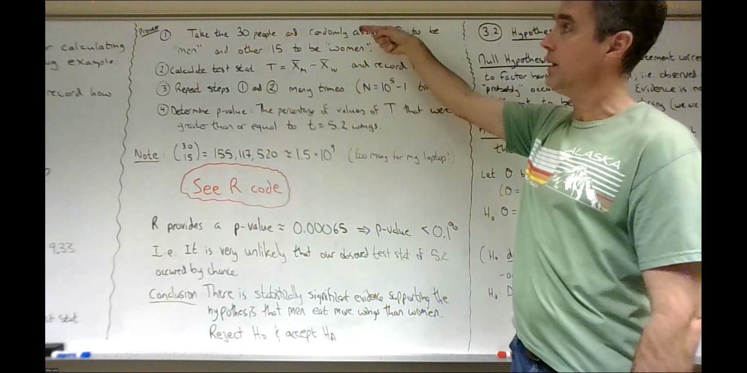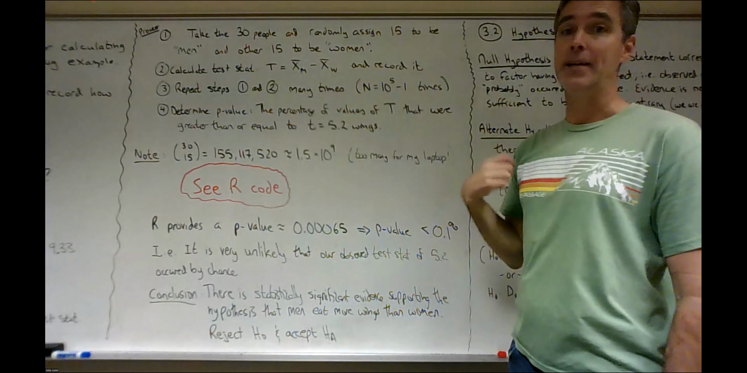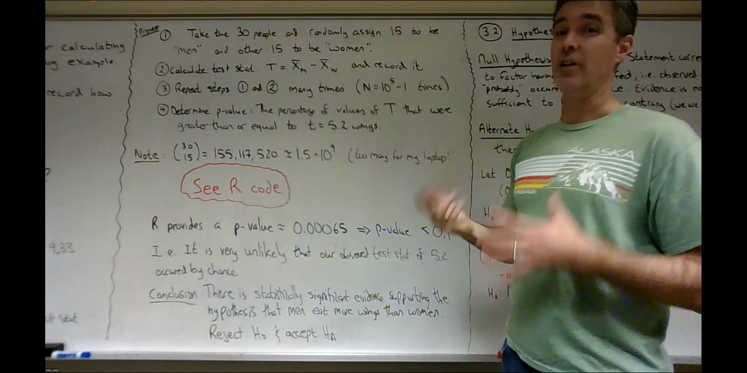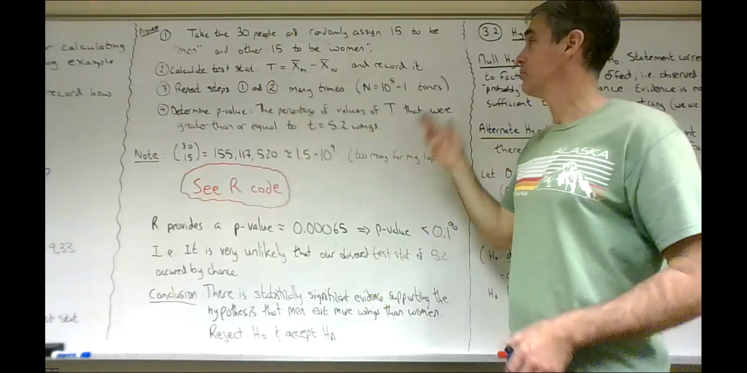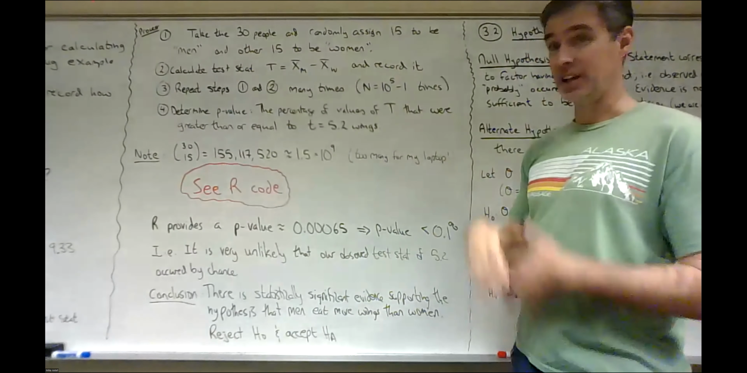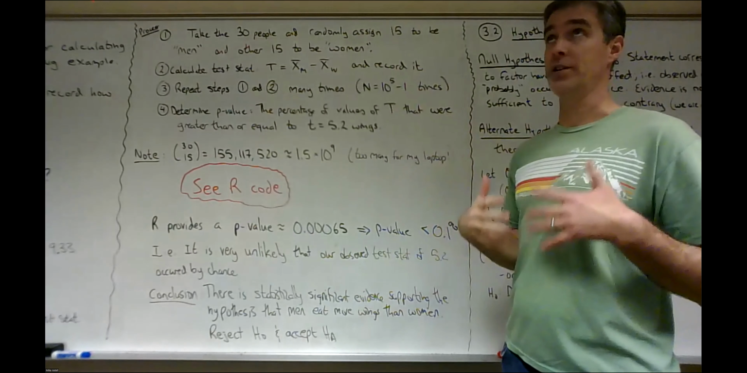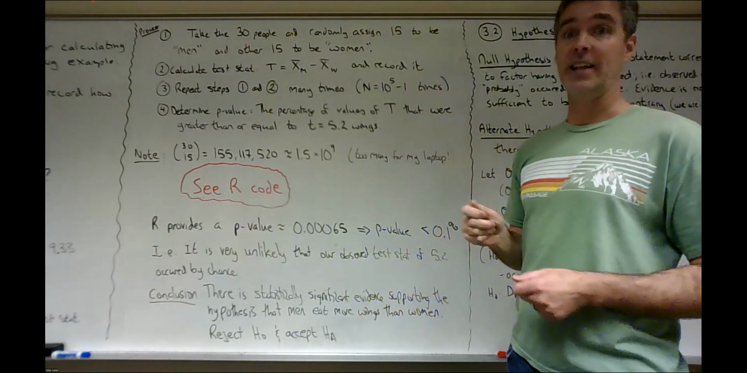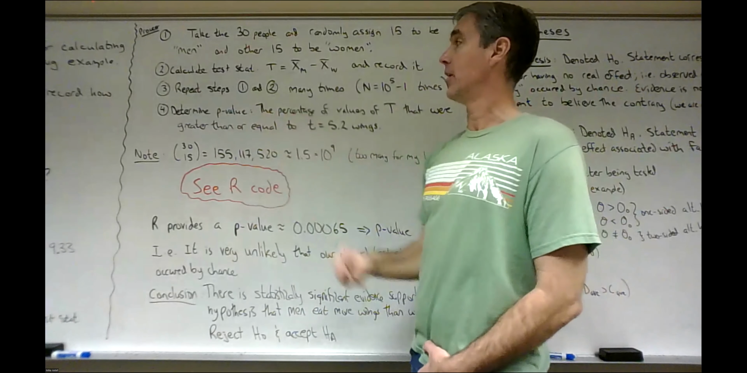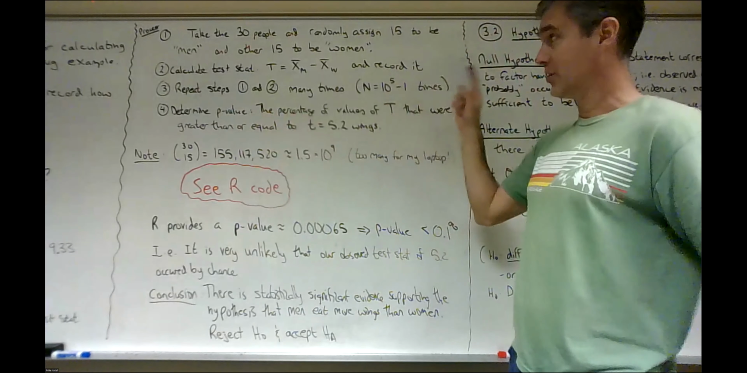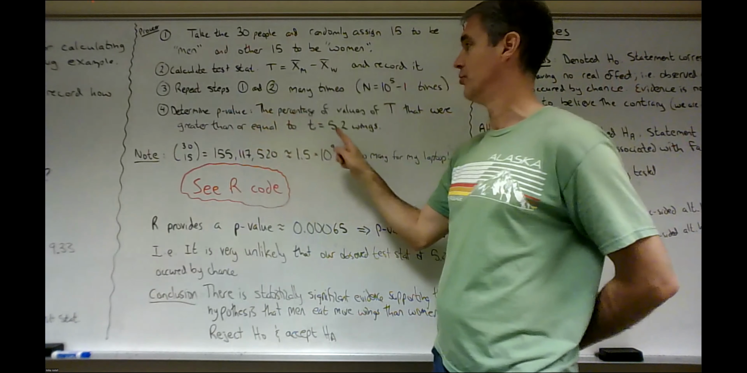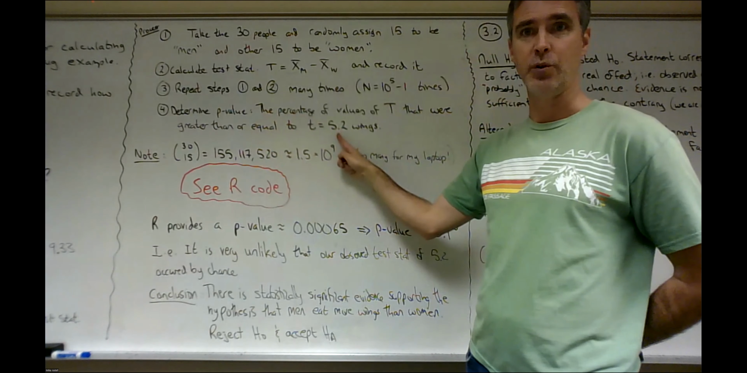I'm then going to repeat steps 1 and 2 many, many times: capital N equals 10 to the 5th minus 1 generally, or 10 to the 4th minus 1 times, okay? And each time I'm recording that test statistic. So at the end of this process, I'm going to have 9,999 values of the test statistic, okay? And then I'm going to calculate the p-value. What percentage of those 9,999 test statistics are greater than or equal to the test statistic we observed of 5.2, okay?